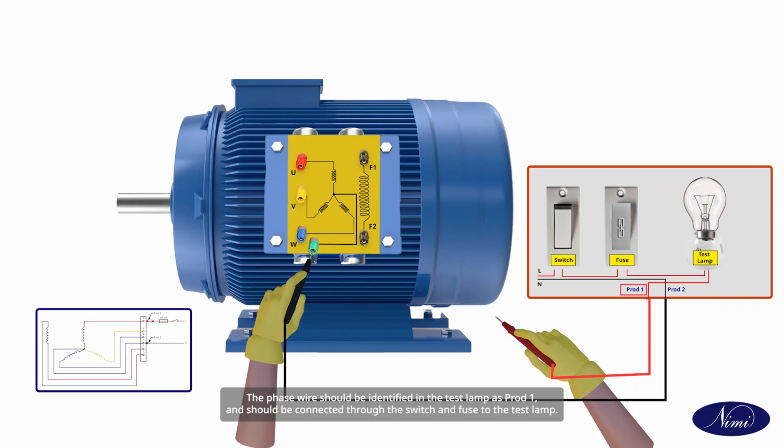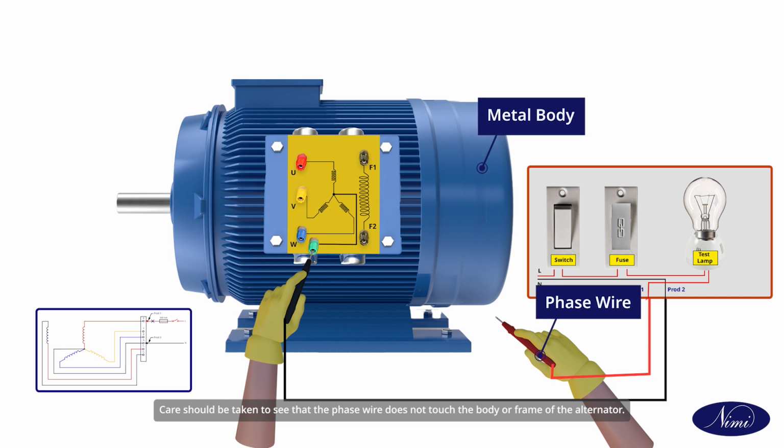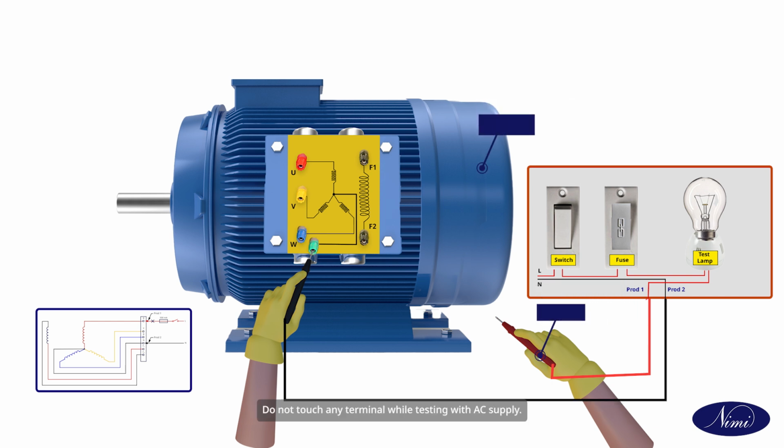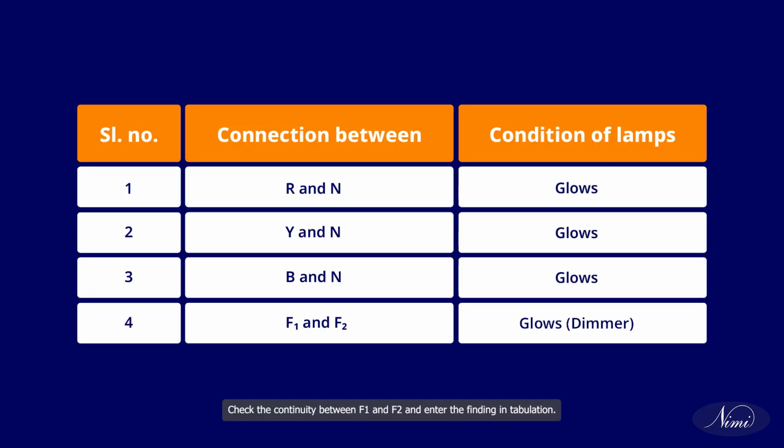The phase wire should be identified in the test lamp as prod 1 and should be connected through the switch and fuse to the test lamp. Care should be taken to see that the phase wire does not touch the body or frame of the alternator. Do not touch any terminal while testing with AC supply. Check the continuity between F1 and F2 and enter the finding in tabulation.